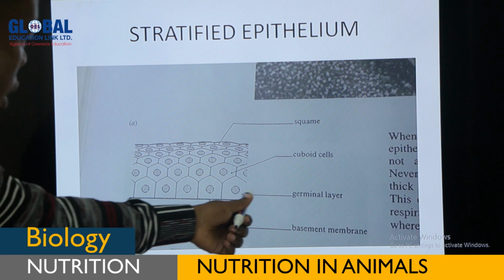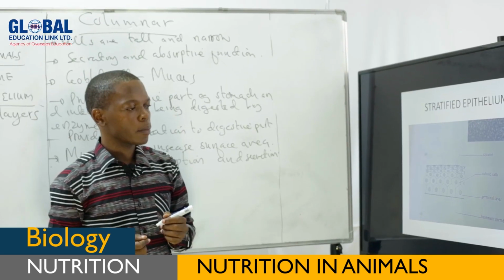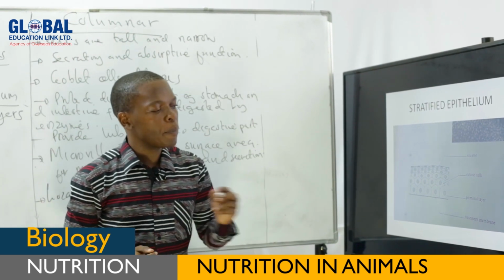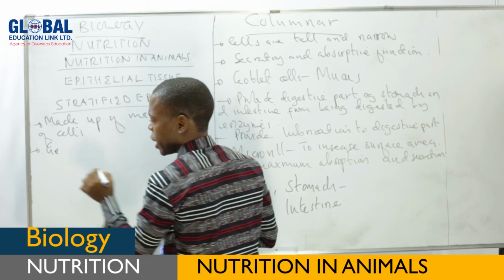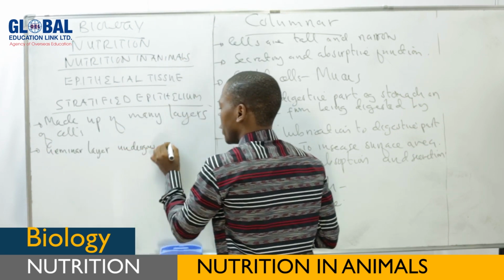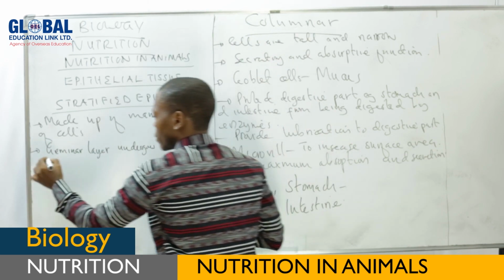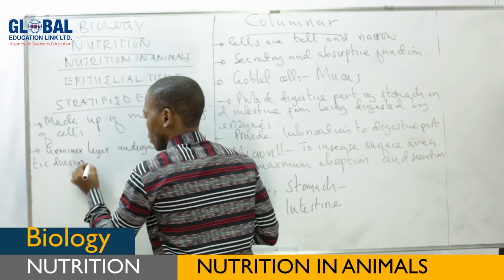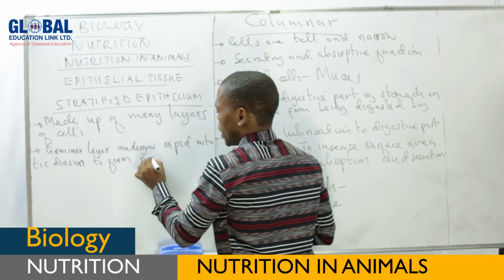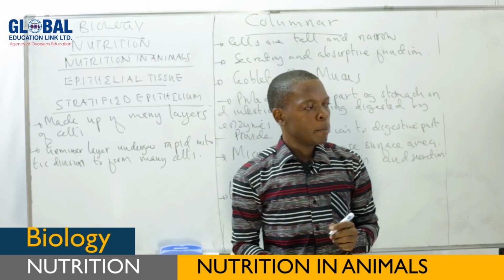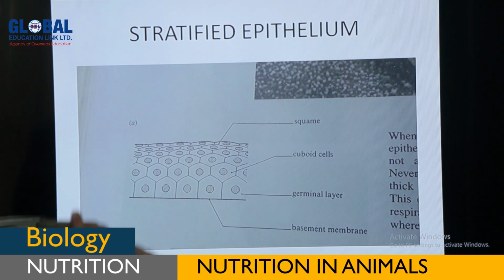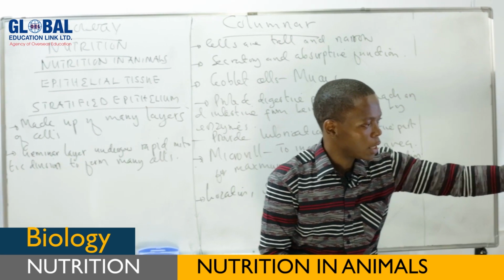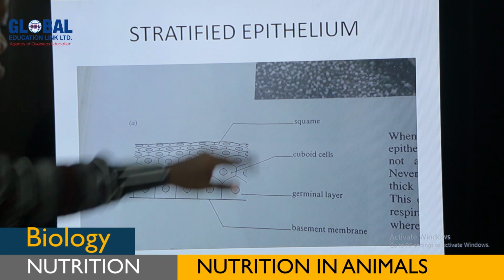Again, as you can see here, we have the so-called germinal layers. The germinal cells in the germinal layer undergo rapid mitotic division to form many cells. But the first cell to be formed has a squamous shape. After formation of these cells, the squamous shape is pushed outward. And once it is pushed outward, it results in the formation of a flat shape. And this is this one, as you can see, squamous, flat in shape.